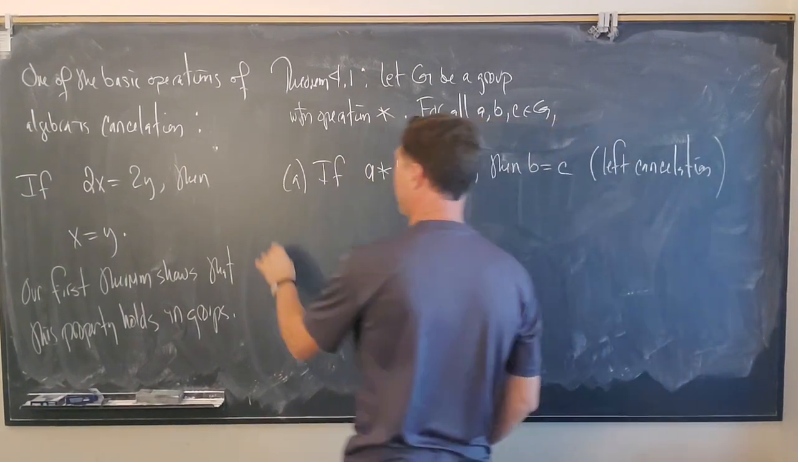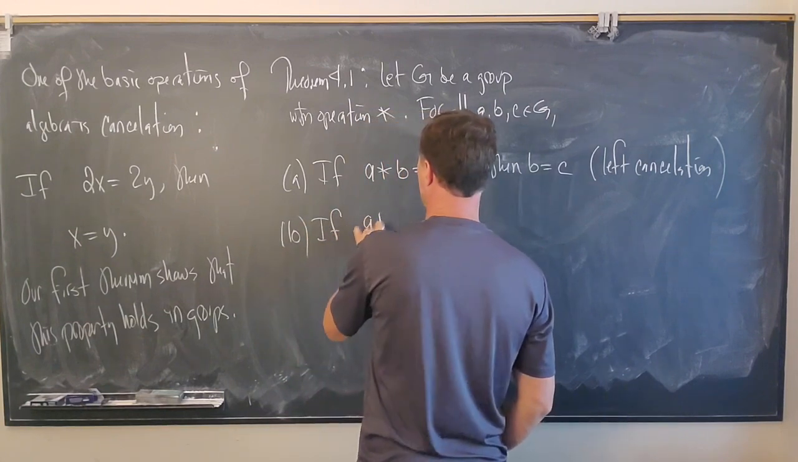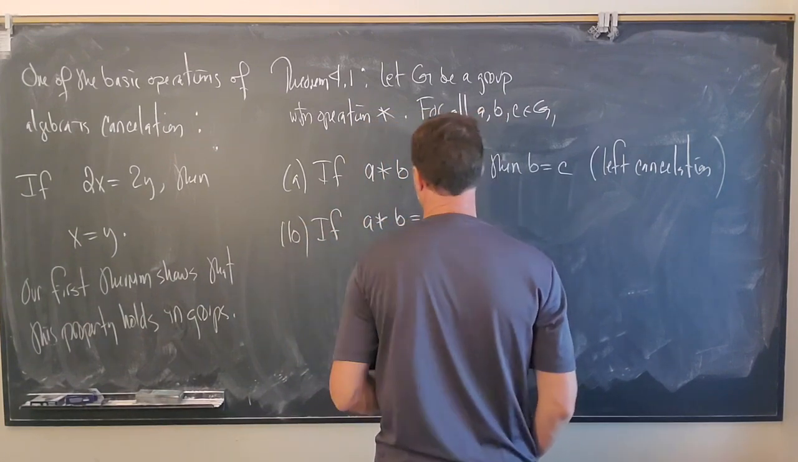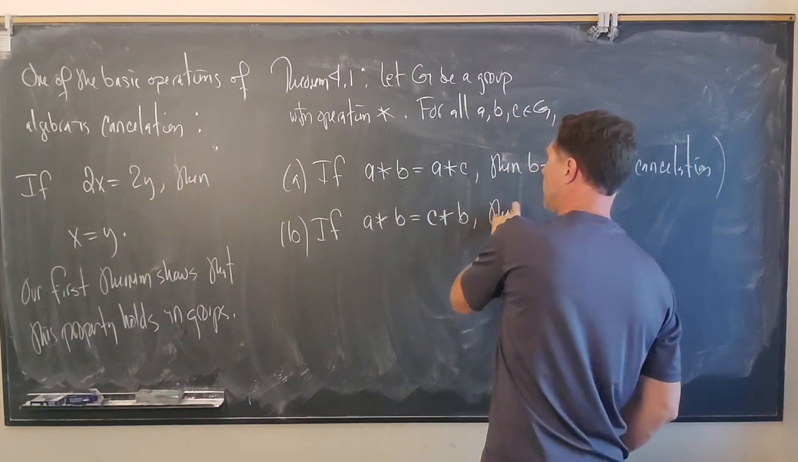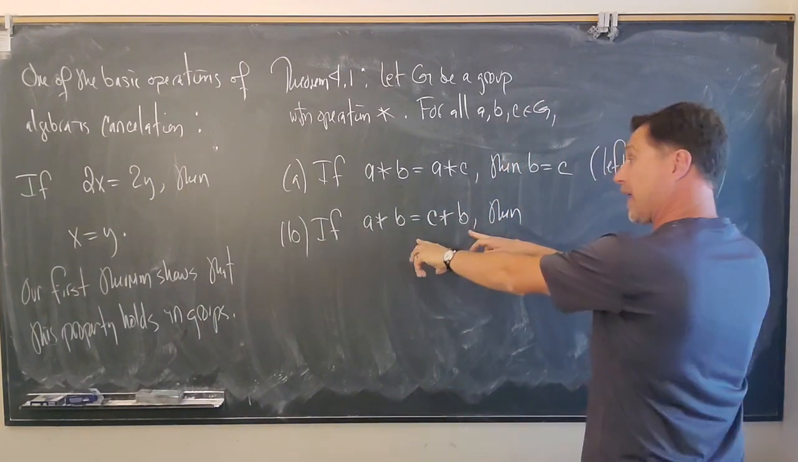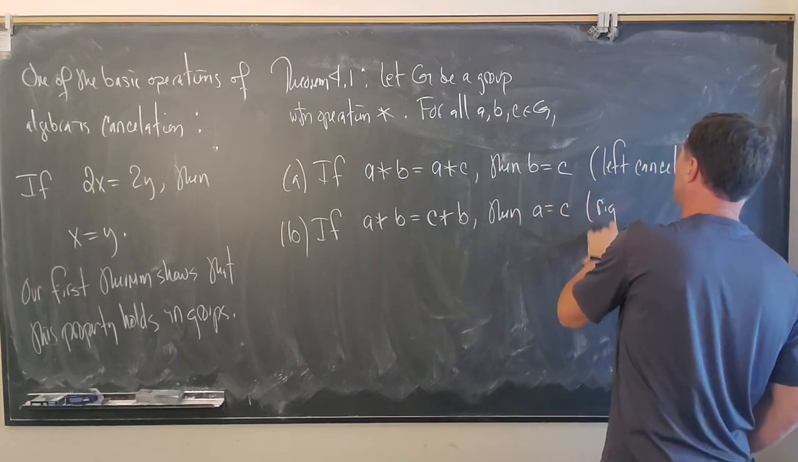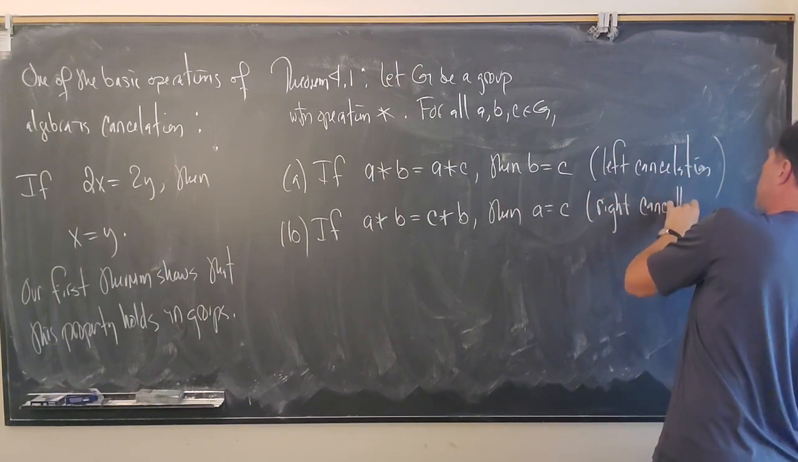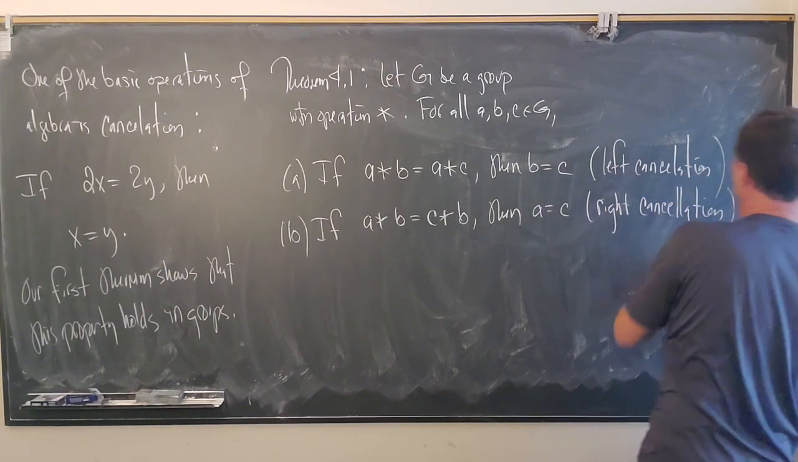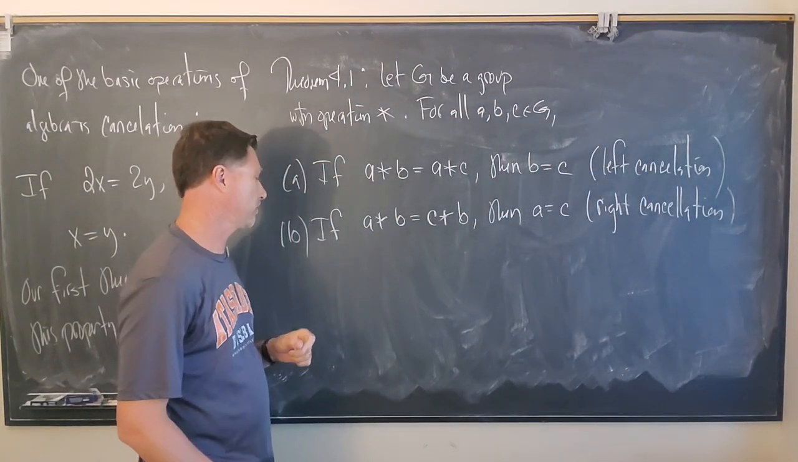There's also right cancellation. And so that's part B. If A star B equals C star B, then now we would cancel the B's off and we conclude that A equals C. So that's right cancellation. And just for fun, I'm going to do double L in the second one right there. So cancellation, cancellation. What do you think of that?